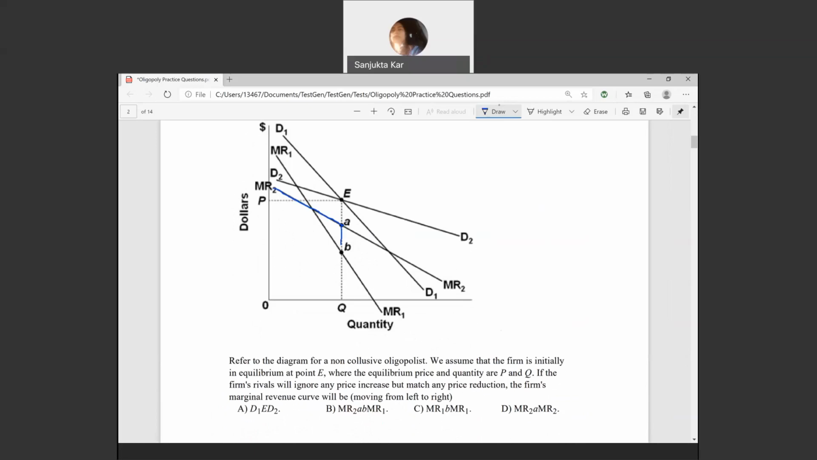A B MR1. This is the marginal revenue curve. So this is a kinked model, and this one has a break in between. So this is the one here, MR2 AB MR1.